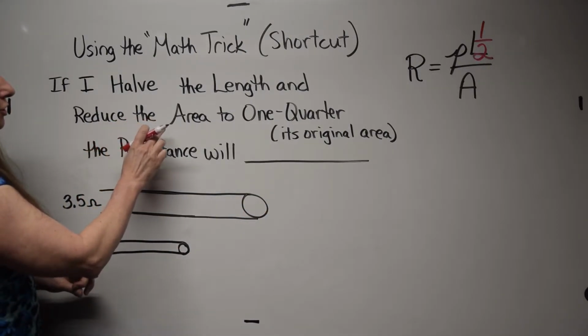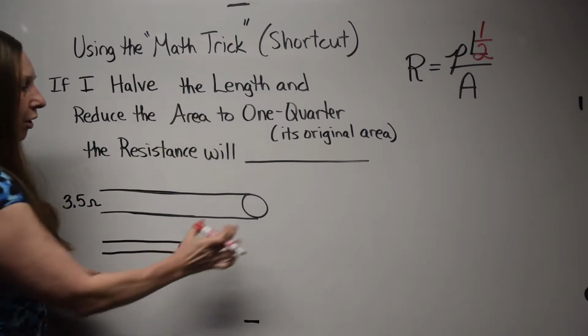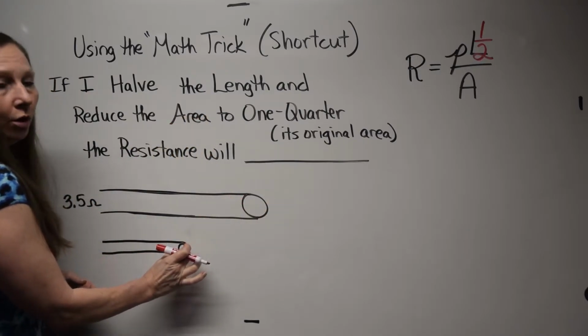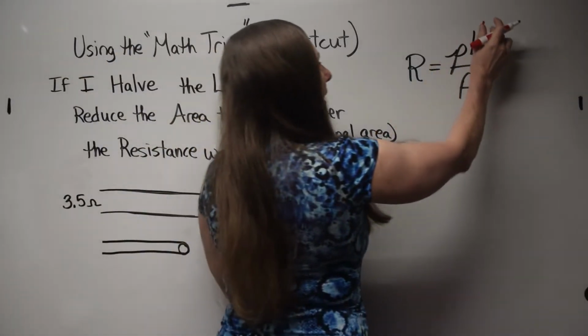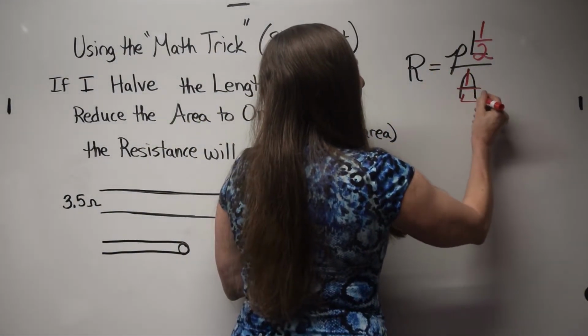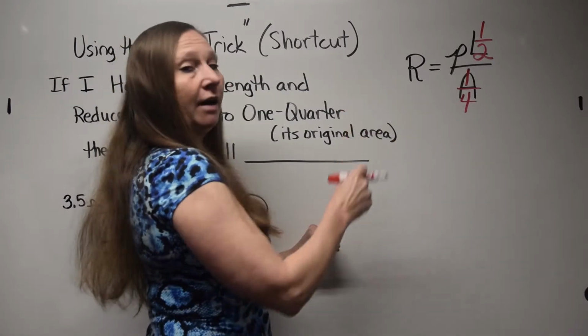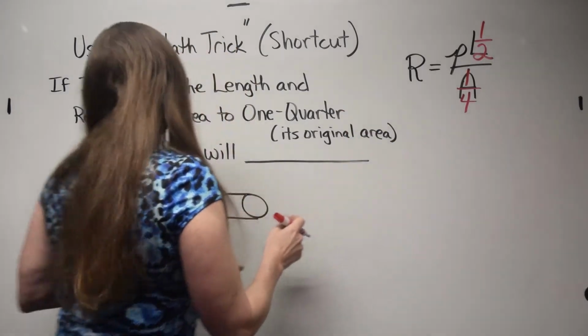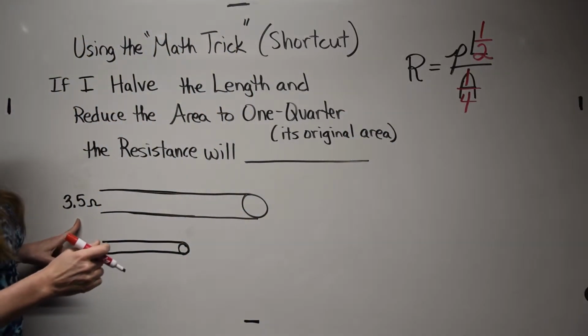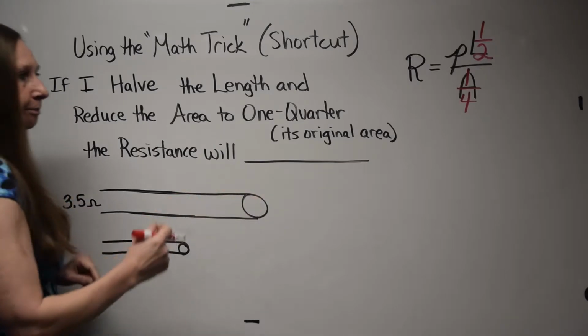And we reduce the area to 1/4. The area was big, now it's 1/4 of what it was. So we halve the length and reduce the area to 1/4. Let's figure out what would happen to the resistance. Now, the original resistance is 3.5 ohms for this piece of wire.